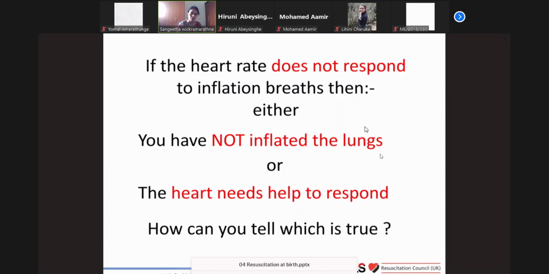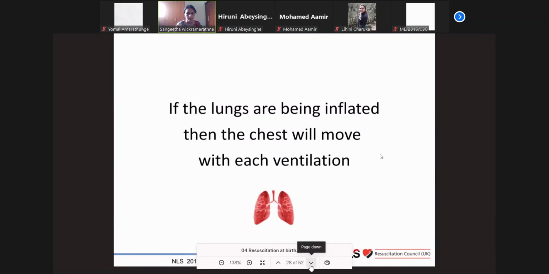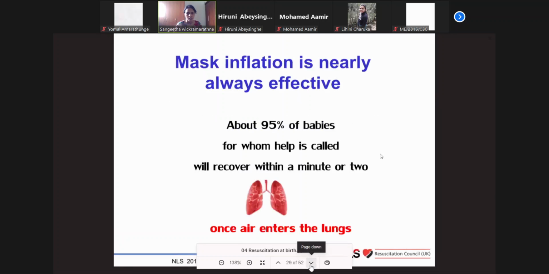But if you didn't achieve chest expansion, anyway you have to correct the airway maneuvers, open the airway and give the inflation rates again. Right, I hope you understood. If the lungs are being inflated, then the chest will move with each ventilation. You will see the chest expansion. Mask inflation is nearly always effective. I told you about 95% of babies for whom help is called will recover within a minute or two with just the airway opening maneuvers, once the air enters the lungs.